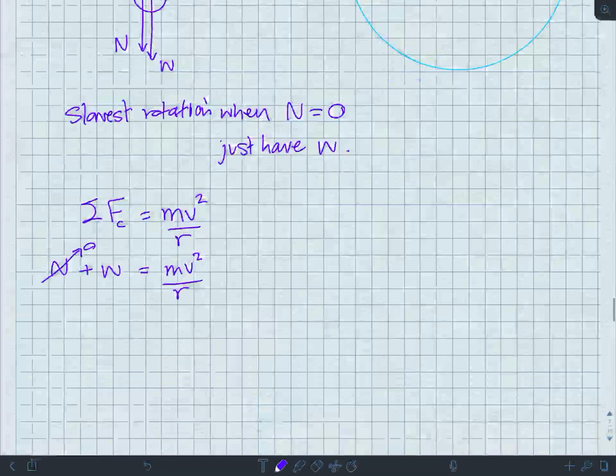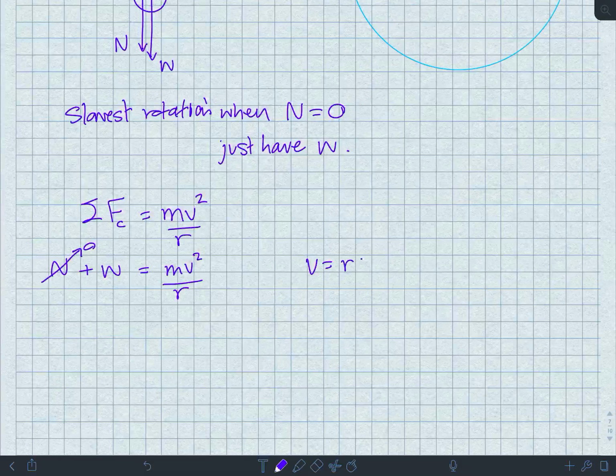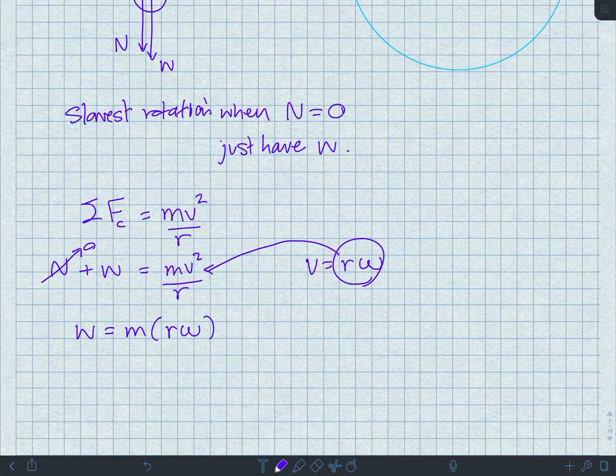So now we can also pull in the relationship between the linear velocity and the angular velocity that we learned, I think, back in chapter 2. And that is that v is equal to r times omega, where omega is the angular velocity in radians per second. So if we make that substitution, let's pop that in for v over here. We have the weight equals m times r omega, that gets squared, all over r.